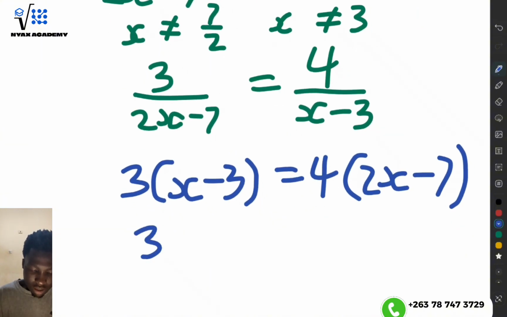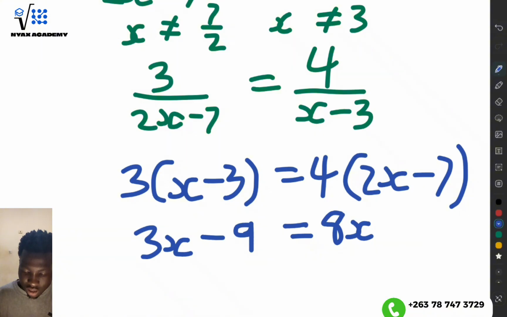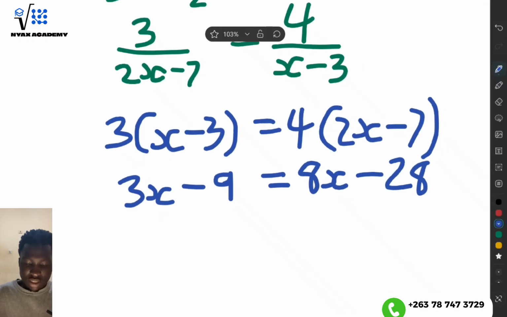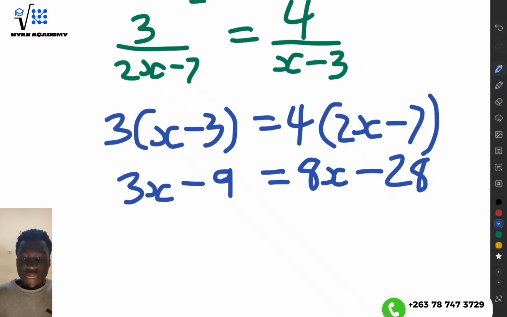So 3 by x, you get what? You get 3x minus 9 is equal to what? 4 times 2, 8x minus 28. Then at this stage, we need to make the x terms on one side, then on the other side the constant terms. So 3x on the left hand side, the terms with x.